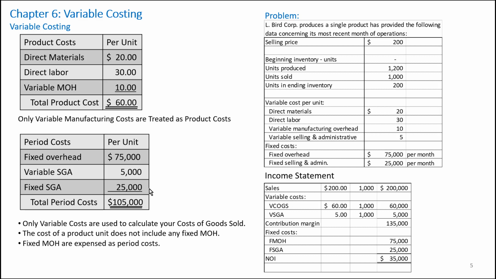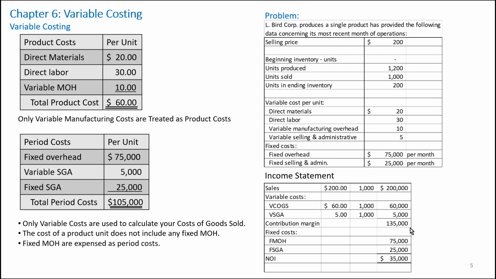Entering the data into a variable costing income statement gives us sales again of $200,000. Our variable cost of goods sold is $60,000, or $60 times the 1,000 units sold. The variable SG&A is $5,000 again, or $5 times the 1,000 units sold. In the variable costing income statement, we subtract the total variable cost from the sales revenue to get a contribution margin. When we do that, our contribution margin comes out to be $135,000.